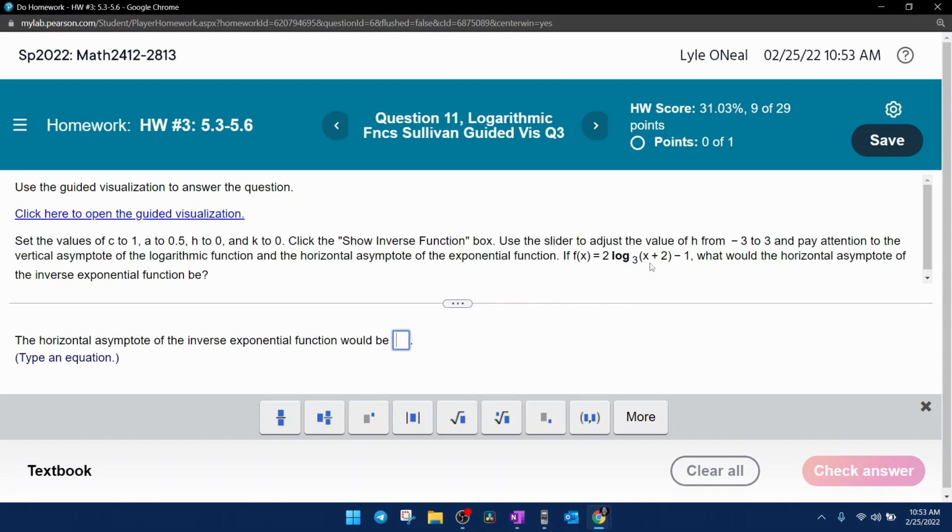Okay, so to reason this out, we know that the vertical asymptote for the log function is going to be where the graph is shifted. Plus is left, minus is right. So this log function would have a shift to the left, so the vertical asymptote would be x equals -2. That means that the horizontal asymptote is going to be exactly the same except y equals -2.